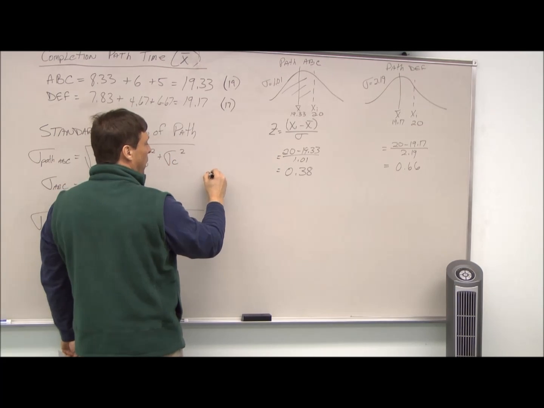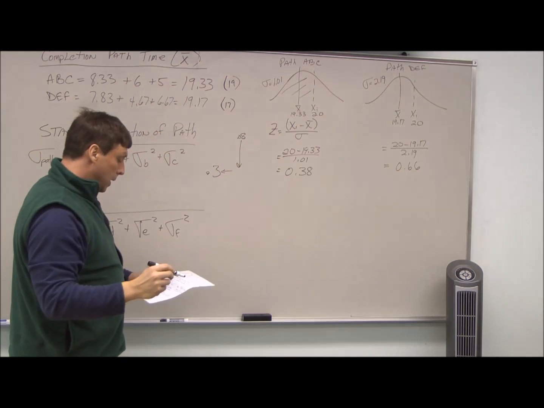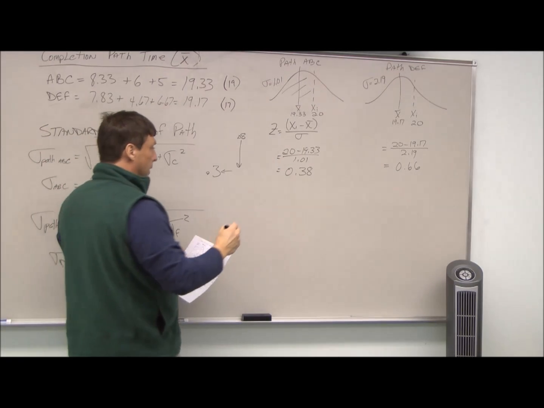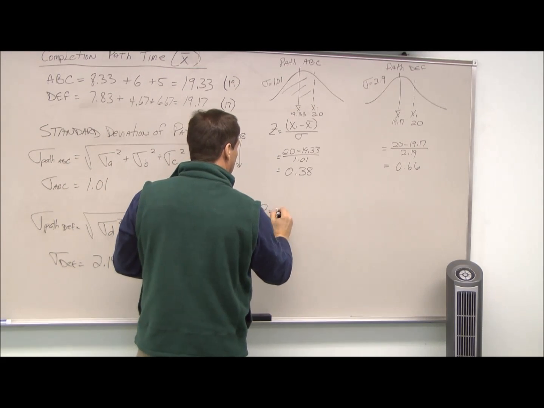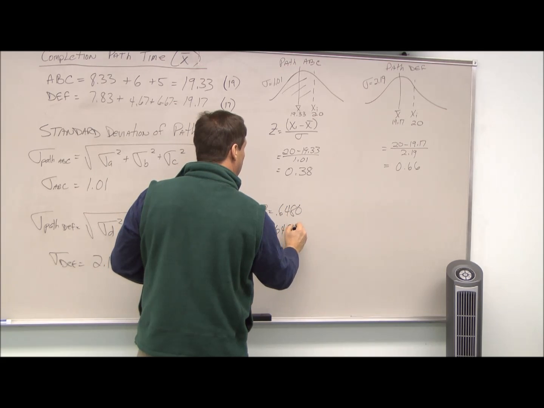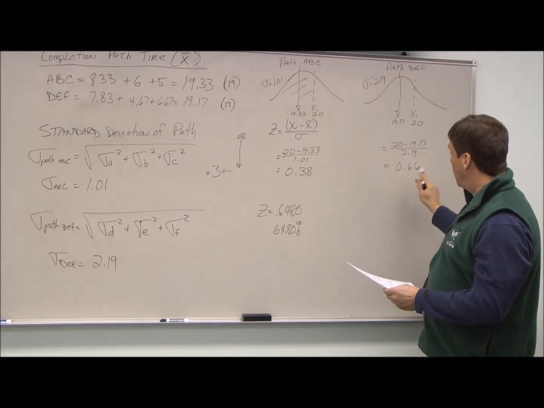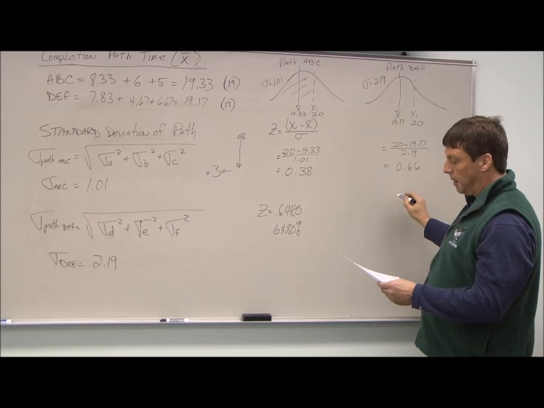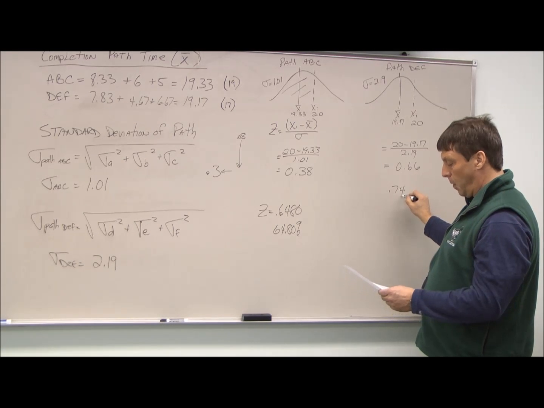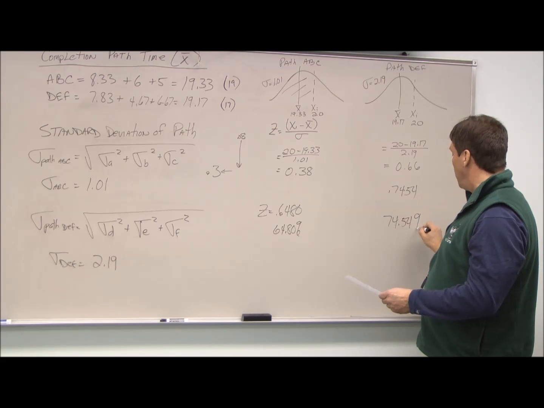On the Z table, if we went over to 0.3 and up to 0.08, we came down, we would find that this is 0.6480, which is 64.8%. With 0.66, we do the same thing. That would give us 0.7454 or 74.54%.